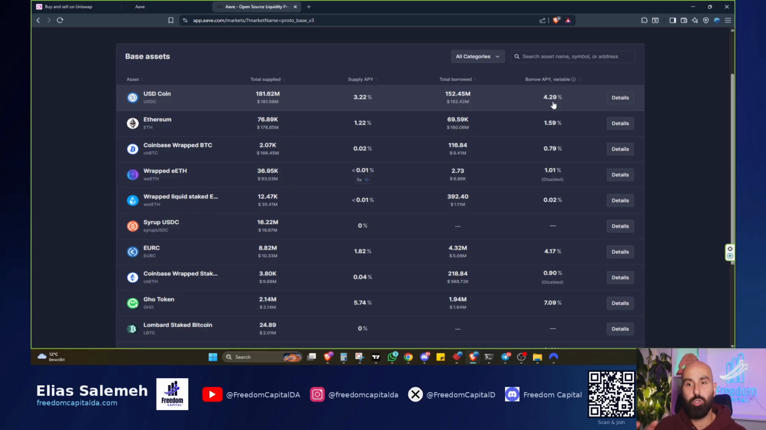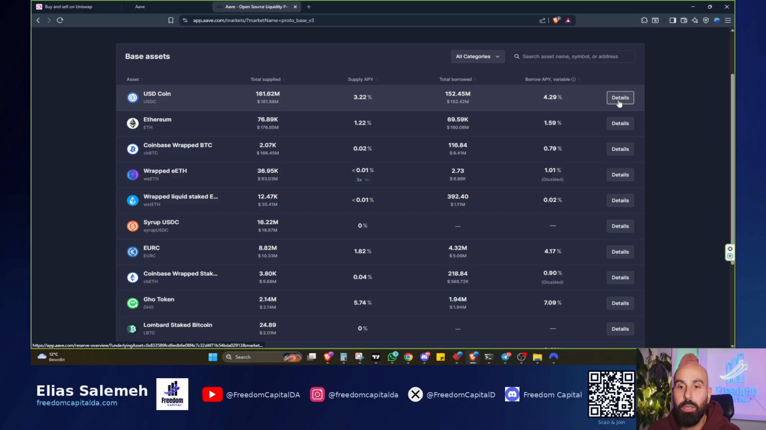And this just goes to show you how much cheaper it is to borrow from decentralized finance rather than centralized finance. Right now, if you are in the US and you want to take out a loan to buy a house, for example, you would pay somewhere between 5 to 7%. Right now, if you go to the decentralized finance market, you can borrow for only 4.29%.